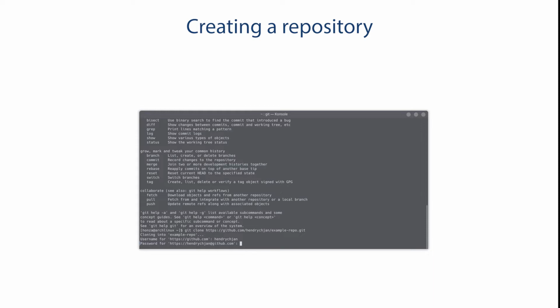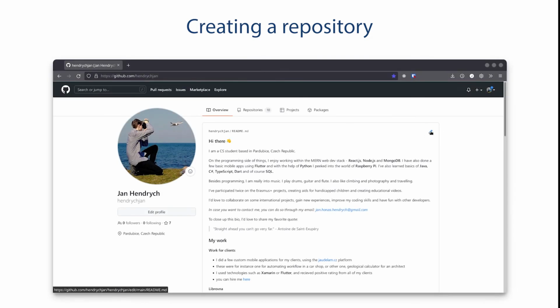prompted for a password. When working with GitHub, we don't actually use a password for authentication in Git CLI. Instead, for security reasons, we use a personal access token. By now, we don't have any tokens, so let's go create one.